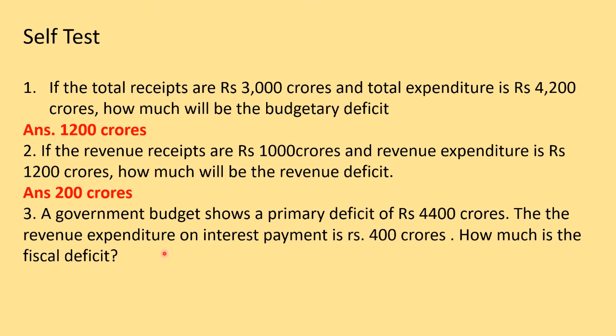Remember one thing. Use the primary deficit formula to calculate the fiscal deficit. Why? Because to calculate the fiscal deficit, borrowing is not given to us. Total expenditure and the total receipt are also not given to us. So what information do we have? We have the primary deficit. Apply the primary deficit formula: fiscal minus interest. So to calculate the fiscal deficit, we will add interest to the primary deficit. 4400 plus 400, it will be 4800 crore.